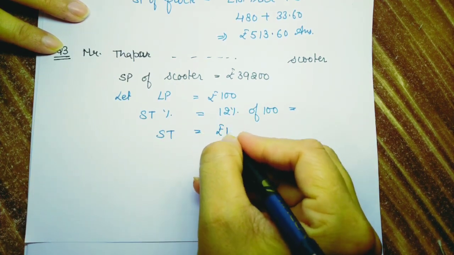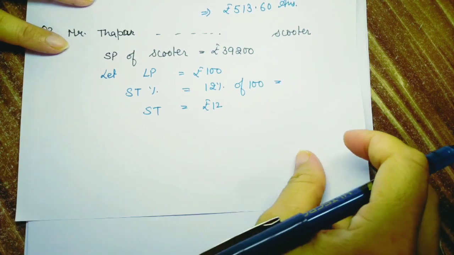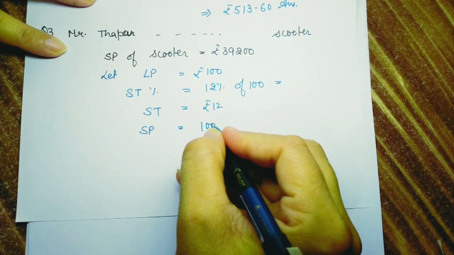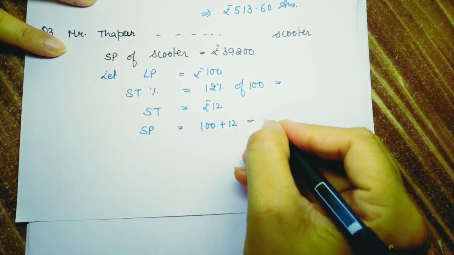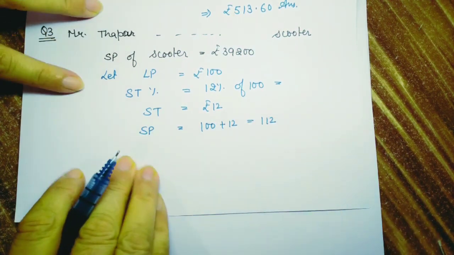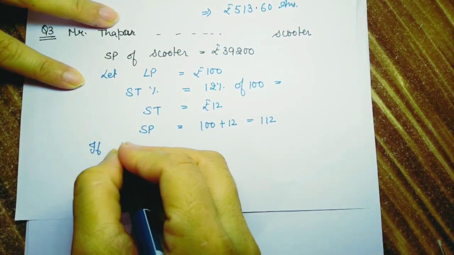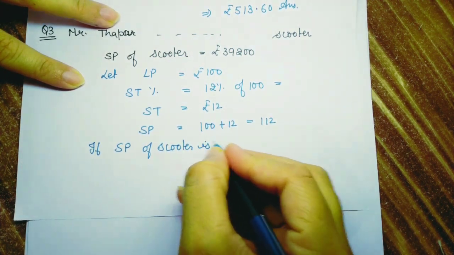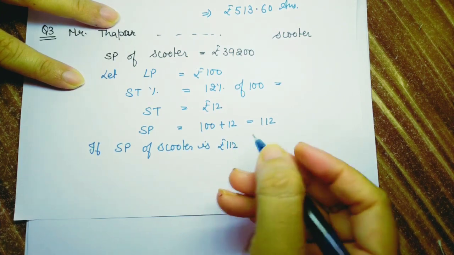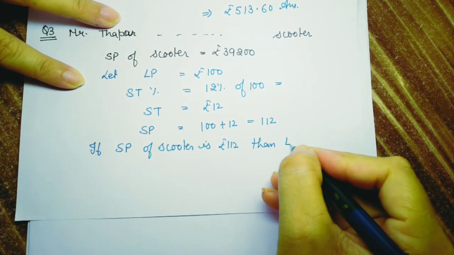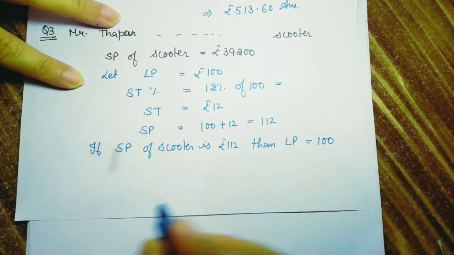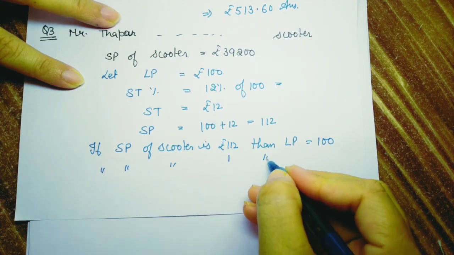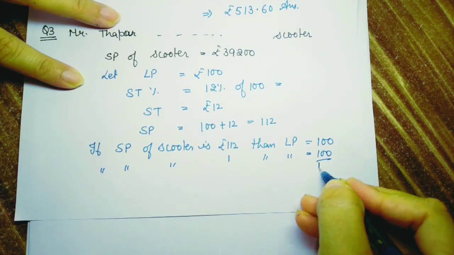rupees 12. So students, as we know how to find the SP: list price, that is 100 rupees, plus tax, that is rupees 12. So SP is 112. So students, if the SP of the scooter is rupees 112, then the list price, of course we assumed, is rupees 100, and if the SP of the scooter is rupees 1, then the list price is 100 by 112.